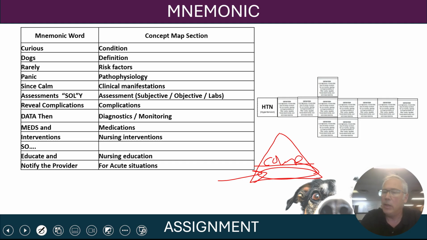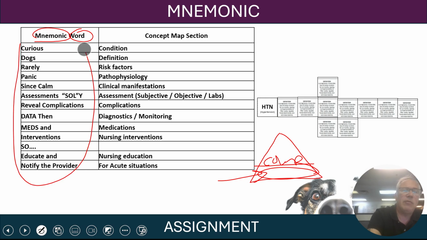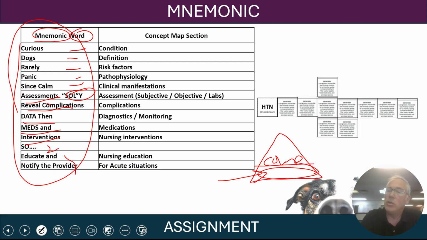So think of A and P. You need to know where the bones are, where the organs are, and that's recall. The first step of recall is a mnemonic word phrase, and this is the first step of this process, to memorize this phrase. It is: curious dogs rarely panic, since calm assessments solely reveal complications, data, then meds, and interventions. So, educate and notify the provider. So that's your first step. Your first step is to memorize that phrase.